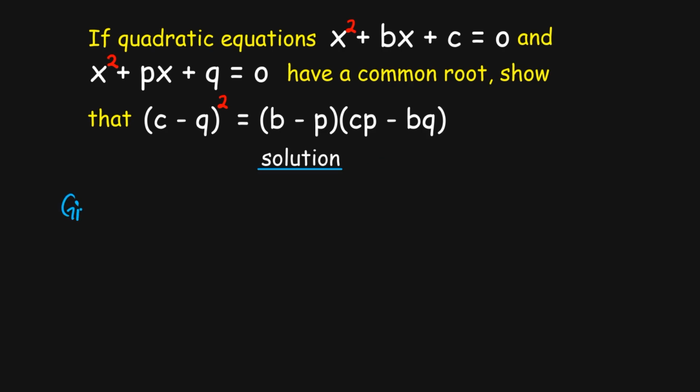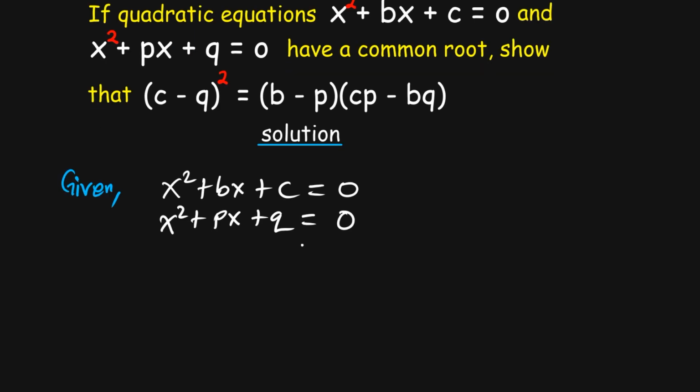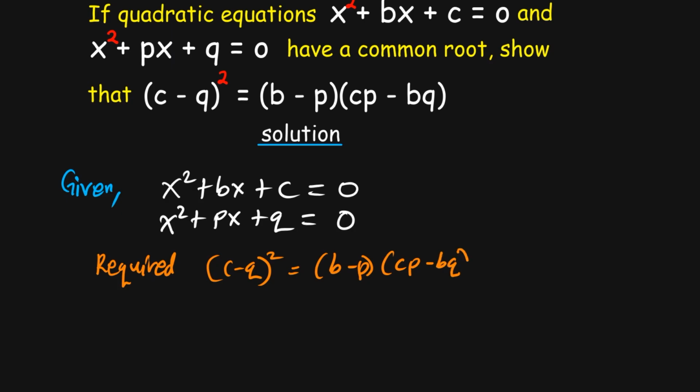We are given x squared plus bx plus c equals 0 and x squared plus px plus q equals 0, and we are required to show that (c minus q) the whole of it squared equals (b minus p) into (cp minus bq). Let's call this equation 1 and this equation 2.